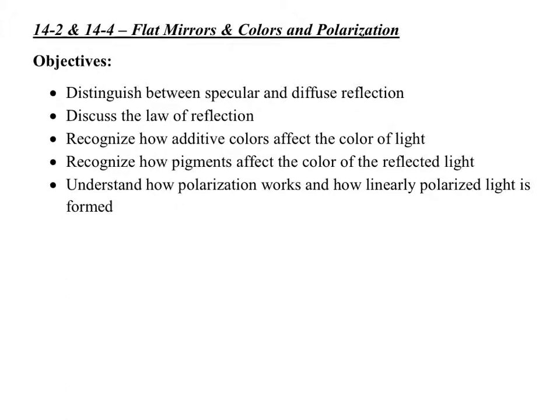So in 14.2 and 14.4, we're going to talk about types of reflection, specular and diffuse, and the law of reflection. We're going to talk about additive colors for light, for color of light, not for art. We'll talk about the difference with art and light, like pigments in art. We're going to talk about the reflected color that you're seeing coming off of something, and then how polarization works.